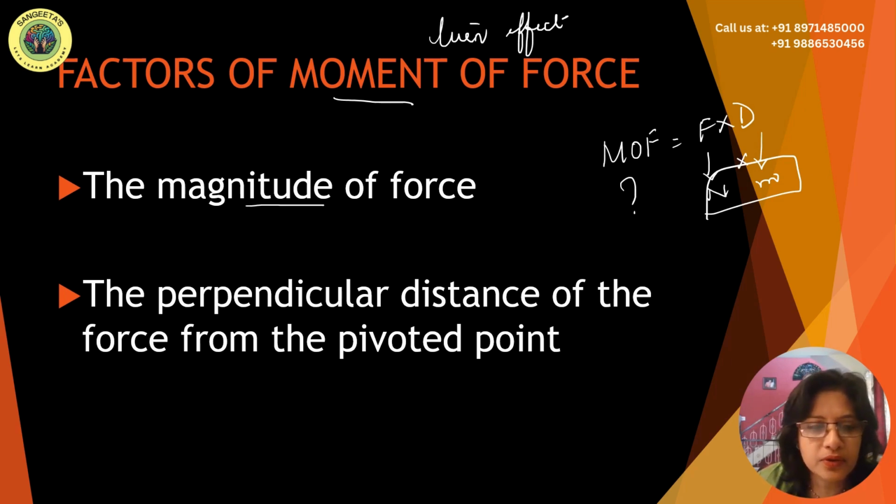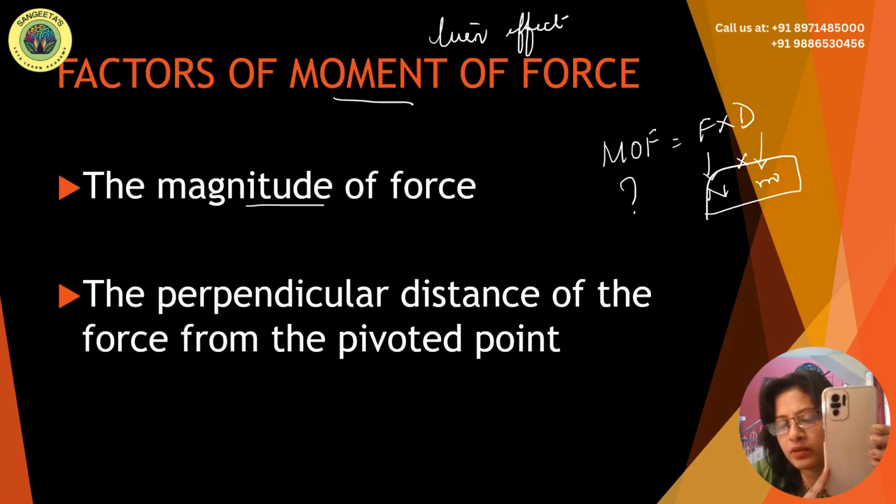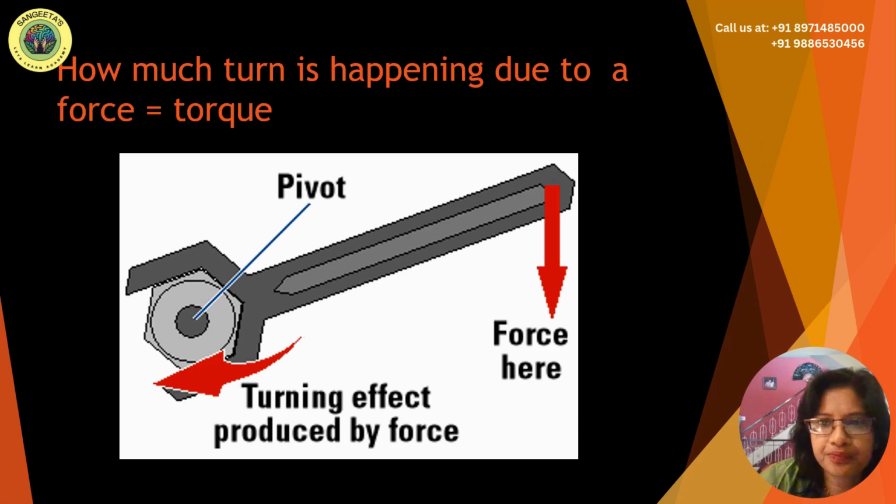Okay. This I'll explain a little bit. Perpendicular distance of the force from the pivot point. This is the pivot point. Pivot means the point about which the thing is moving. This is the line of action of the force, and this is the perpendicular distance. This is what affects the turning effect. If the distance is more, the turn will be more. If the distance is less, you can see that the turn is less. That's what is moment of force.